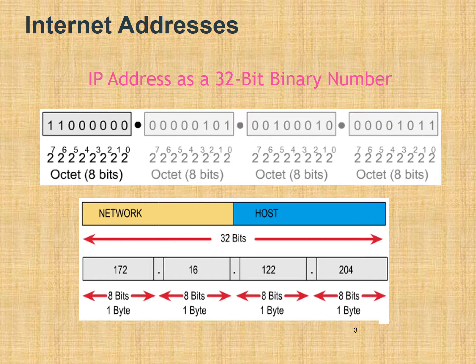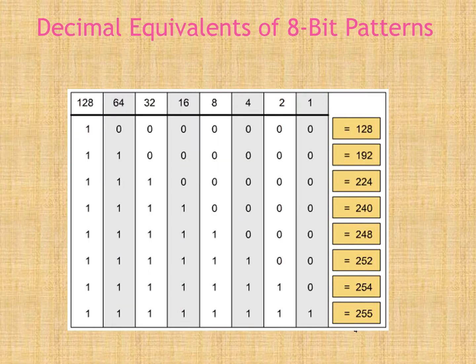You can see the powers of 2: 2 to the power 0, 1, 2, 3, 4, 5, 6, 7. Each octet contains 8 bits. The 32 bits are split into a network portion and a host portion. Each 8-bit group is one byte, or an 8-bit pattern.